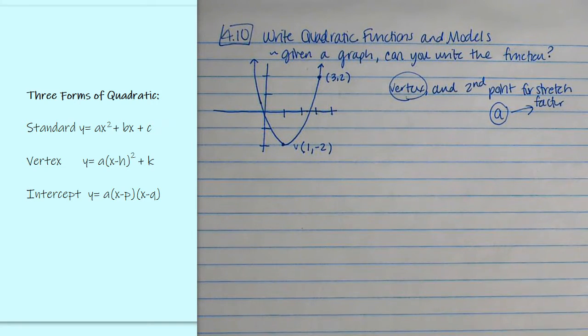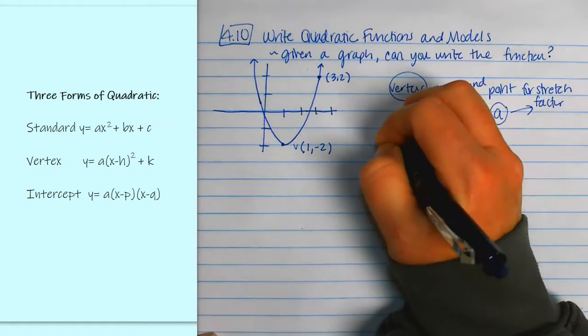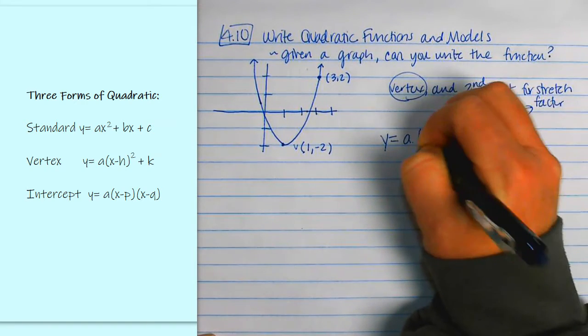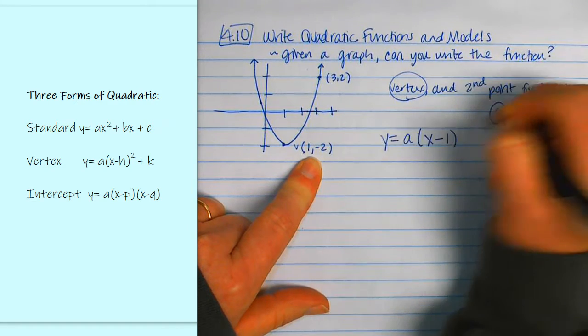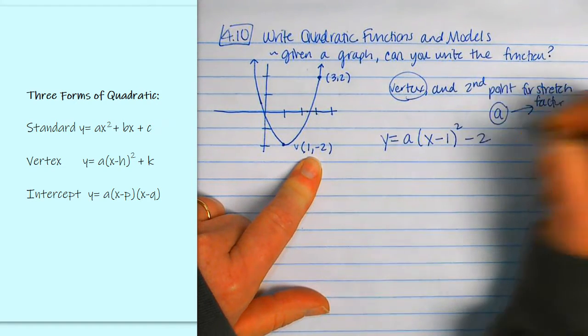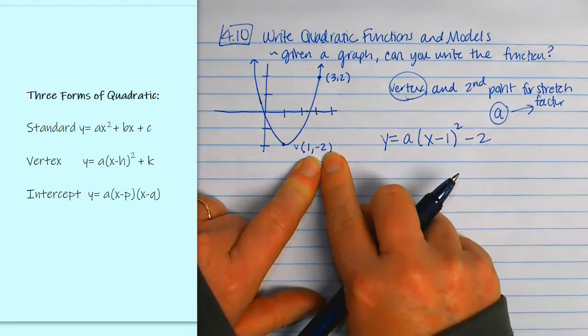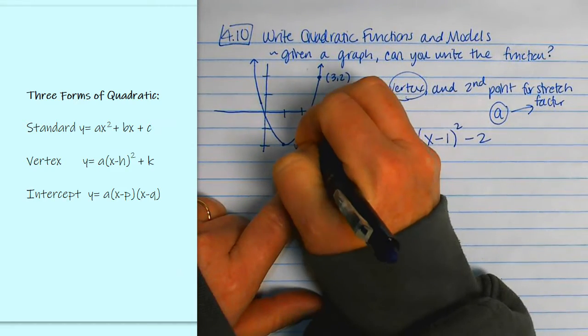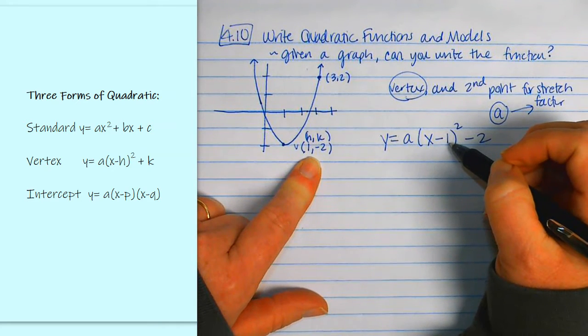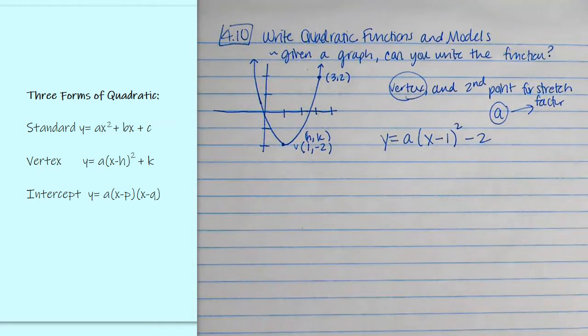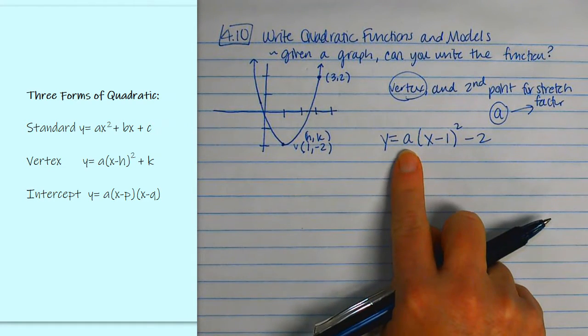So, given that we have the vertex in this particular one, we're going to start with the vertex form of the quadratic. So I'm going to write that down first. y equals a times (x minus, and the vertex has a 1 here, so 1) squared minus 2. The k value goes in just as it is, but h goes in as opposite math, since the vertex is (h, k). So I have almost everything I need already to write this equation. The one thing I need to know is the stretch factor.